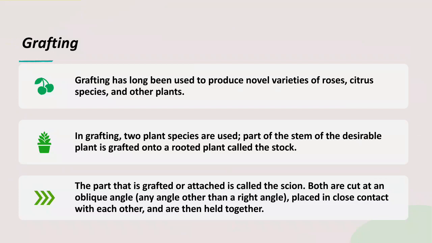In grafting, two plant species are used. Part of the stem of the desirable plant is grafted onto a rooted plant called the stock. The part that is grafted or attached is called the scion. Both are cut at an oblique angle. Any angle other than a right angle is called oblique. They are placed in close contact with each other and are then held together.